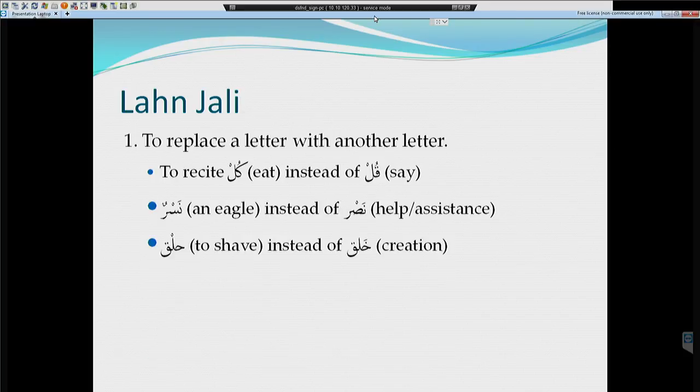Halqun, and there's khalqun. Halq means to shave the head. Allah subhanahu wa ta'ala says in Surah Al-Fath, لَقَدْ صَدَقَ اللَّهُ رَسُولَهُ الرُّؤْيَا بِالْحَقِّ لَتَدْخُلُنَّ الْمَسْجِدَ الْحَرَامَ إِنْ شَاءَ اللَّهُ آمِنِينَ مُحَلِّقِينَ رُؤُوسَكُمْ. Allah has spoken the truth regarding the vision that the Prophet sallallahu alaihi wasallam had seen when they went for Umrah.